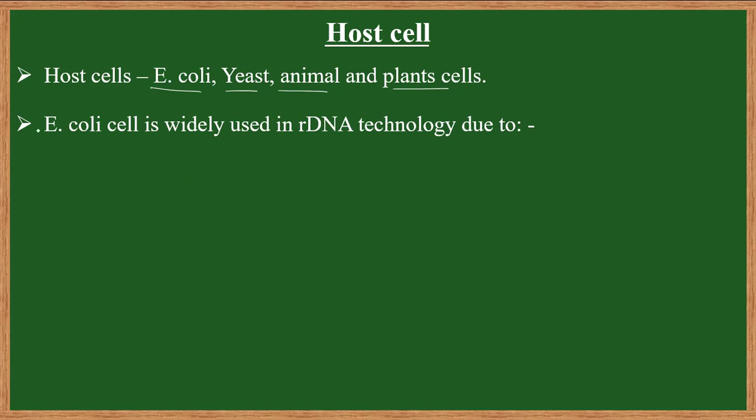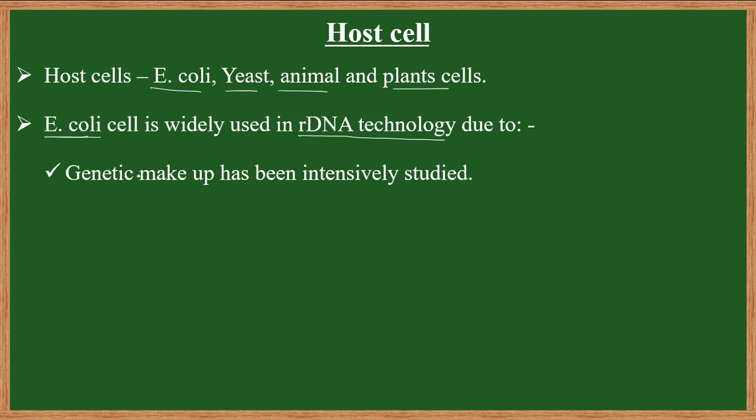E. coli, as a prokaryotic cell, is the most extensively used cell. It is widely used in rDNA technology. So what are the reasons? The first reason is its genetic makeup: the complete genetic sequence is known. The second is that it is easy to handle and grow. This bacterium is non-harmful and very easy to handle. So the second reason is easy to handle and grow.